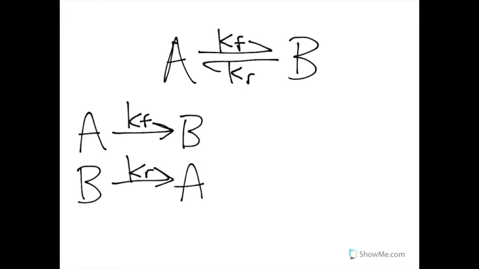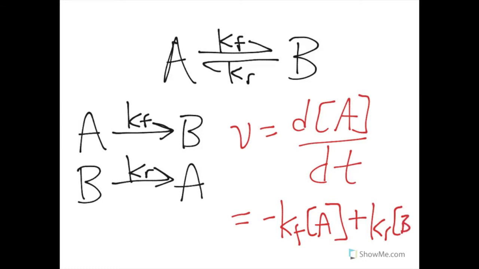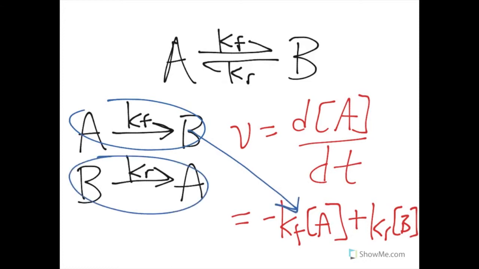There's two things happening. So let's look at the rate in terms of the reactant A, and we can write that the rate is equal to the rate of change in the concentration of A. And we can also see from the two reactions that this is equal to minus Kf times A and plus Kr times B. The loss of A comes from this term right here, and the production of A, the positive term, comes from this reaction right here.